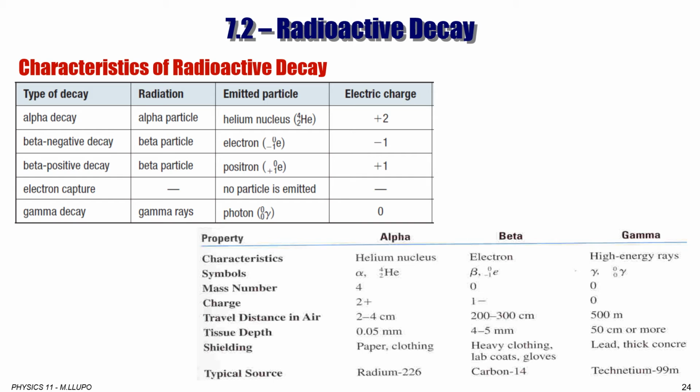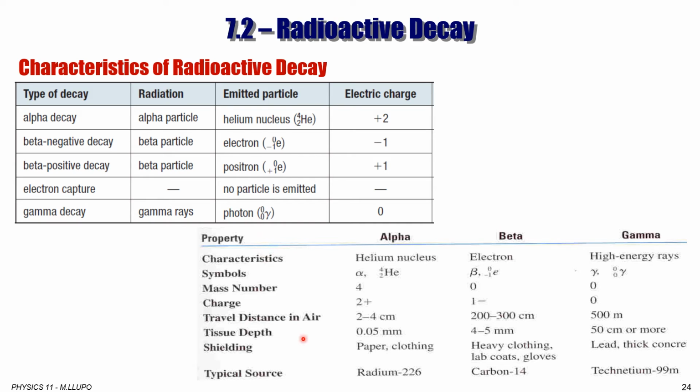Here is a summary of the characteristics of radioactive decays. Alpha decay radiation is alpha particles, in the form of a helium nucleus. Electric charge is +2, a heavy and very charged particle, but it travels a low distance. Beta negative decay emits electron-like particles, so charge is -1. Beta positive emits a similar one, but with a positive charge, +1. Electron capture doesn't emit anything, so no particle is emitted. And gamma decay, charge is 0, neutrally charged and massless. However, it has a lot of energy.